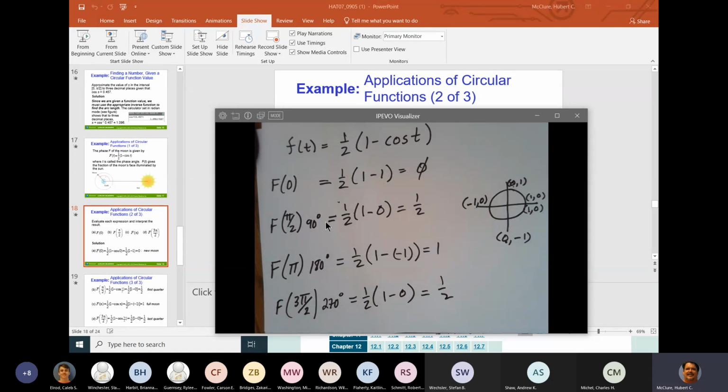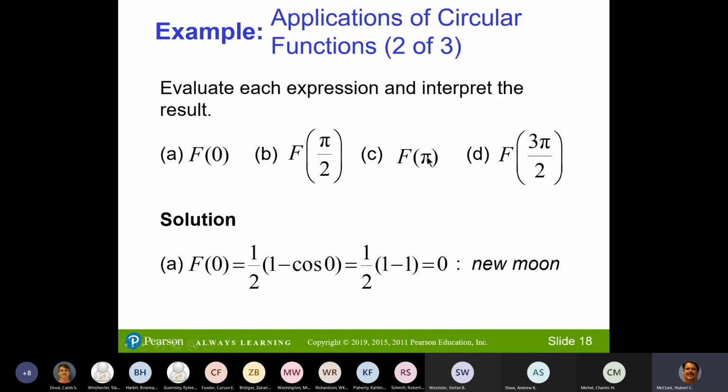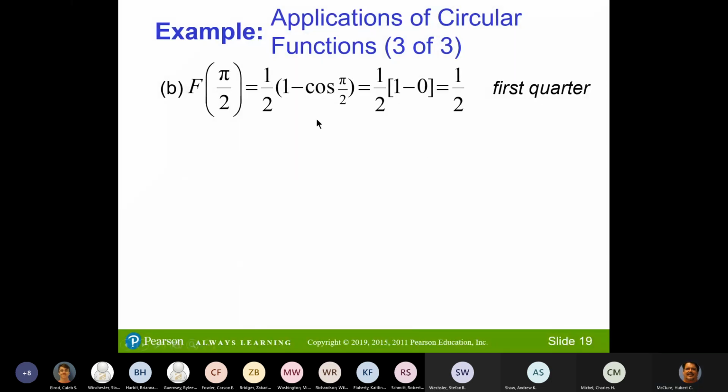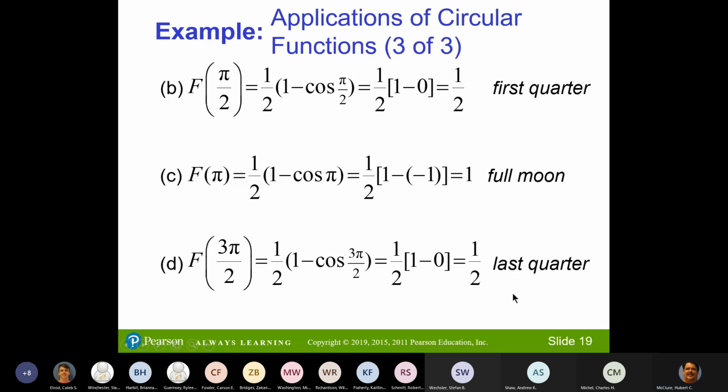So the unit circle does come in handy because later on you're going to be asked to find the cosine and the sine of an angle, and you're going to remember the unit circle. So let's see, where is that question we just did? There it is. So 0, that means a new moon. Next, 1/2, first quarter. 1, full moon. And the last one should be 1/2, last quarter.